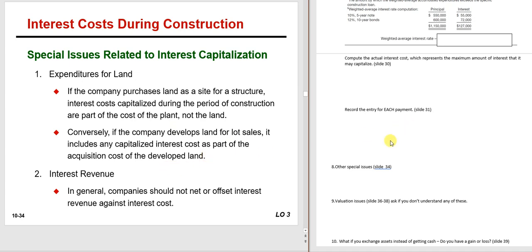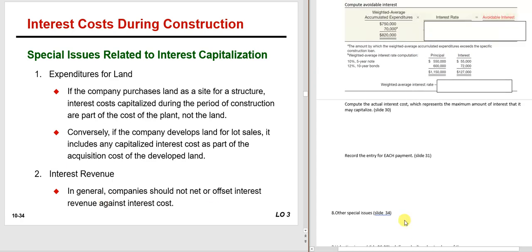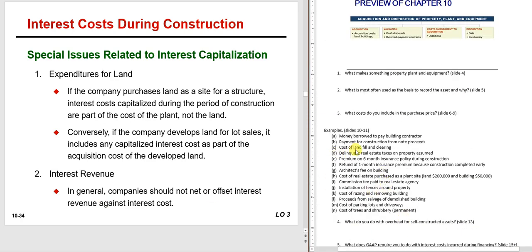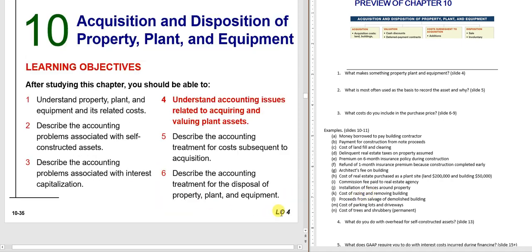And the last thing that kind of goes under these special topics is if you borrow money and you invest it and you earn interest income on those investments, don't offset the interest income against the interest cost. So before, in our fixed assets way back here, where I had a refund of a premium, I netted the two against it. Here, when I had salvage on the razed building, I netted those. But with interest, I don't net them.